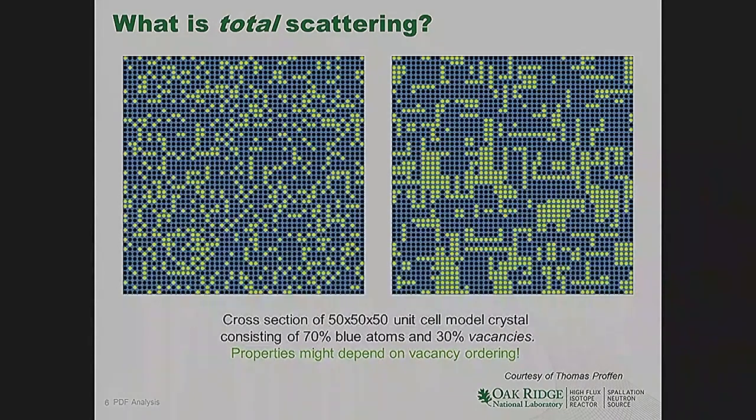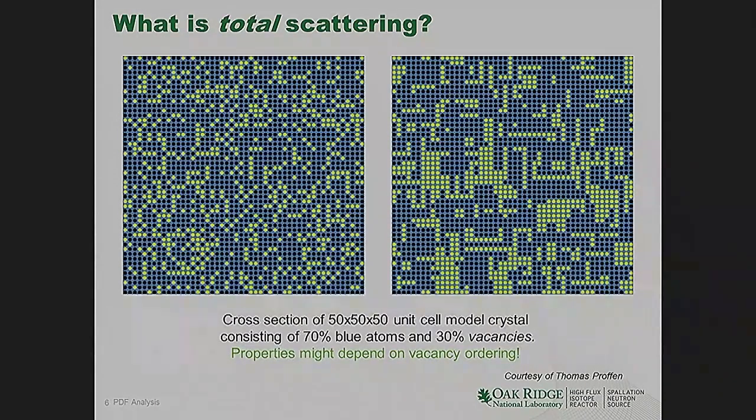And I've borrowed the next few slides from my mentor and colleague, Thomas Proffen. He runs the Neutron Data Analysis and Visualization division here. He's also a total scattering expert. And I really like this simulation for its simplicity and how it demonstrates why you would want to look at diffuse structure in materials. So this is a simple simulation of dark atoms and vacancies.